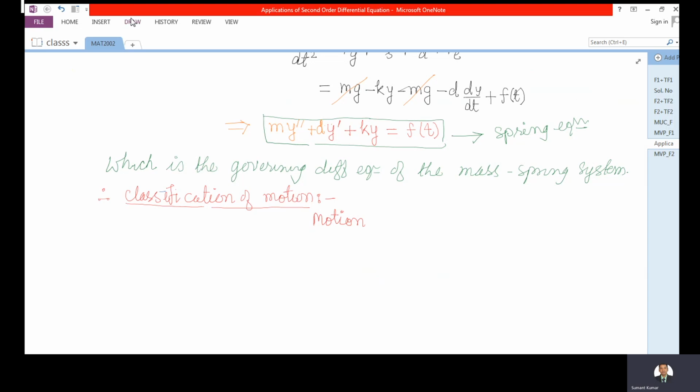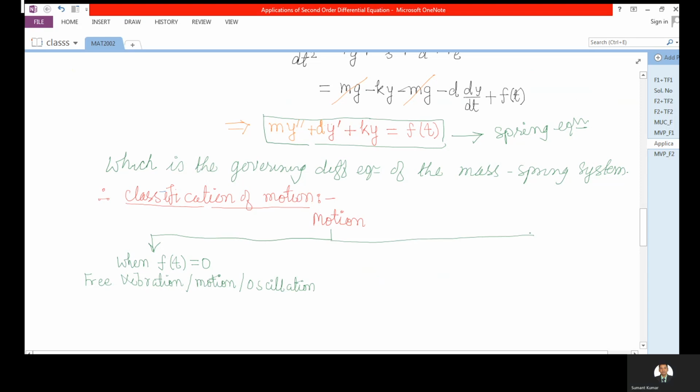Suppose we have f of t equal to 0, that is, there is no external force. What happens when there is no external force? I mean to say, this vibration is just due to the mass only. So in this case we say this vibration is free vibration, or you may call it free motion, or sometimes we use the word oscillation, so free oscillation, when there is no external force. Due to the absence of driving force, we call it free vibration.